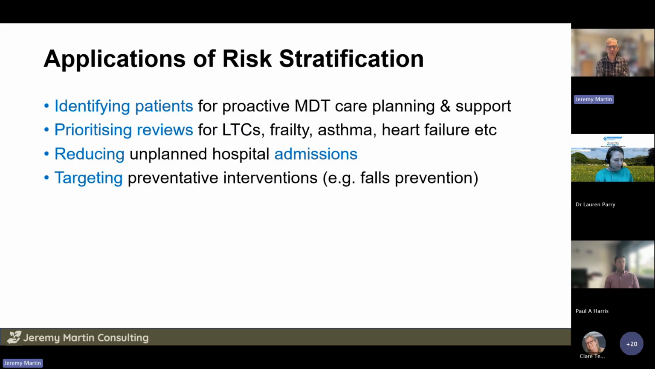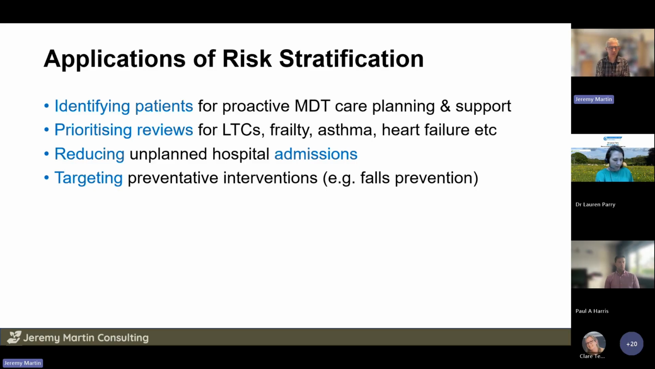Another example might be prioritising people for review around their long-term conditions, frailty, asthma, etc. There may be gaps in care, for example, that could be put right. There might be things like missed vaccination opportunities, those kind of things.